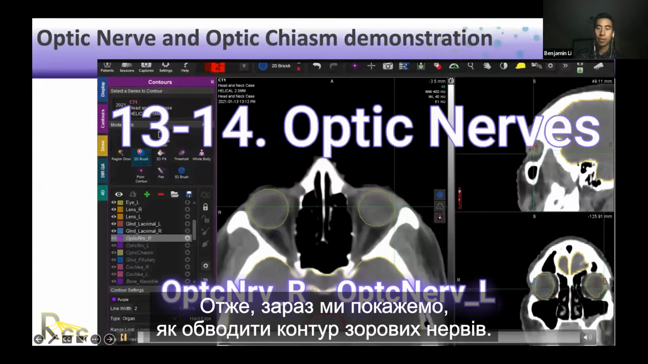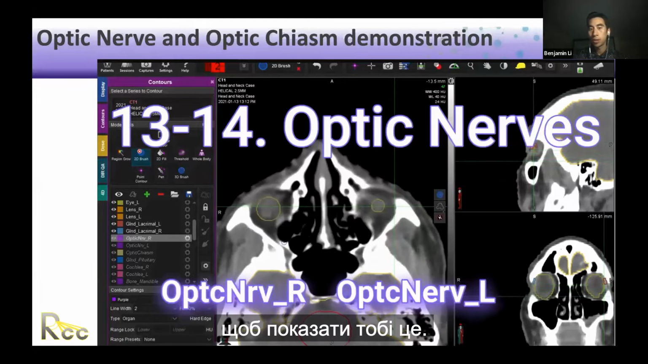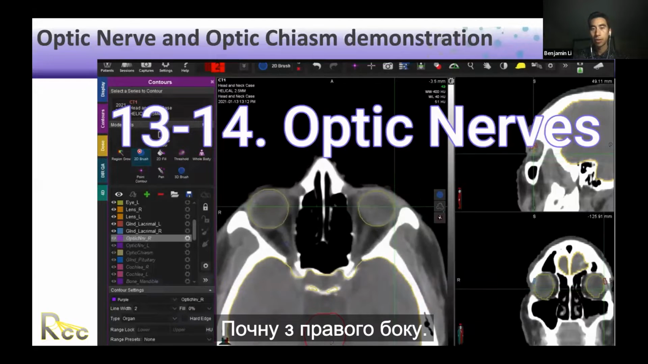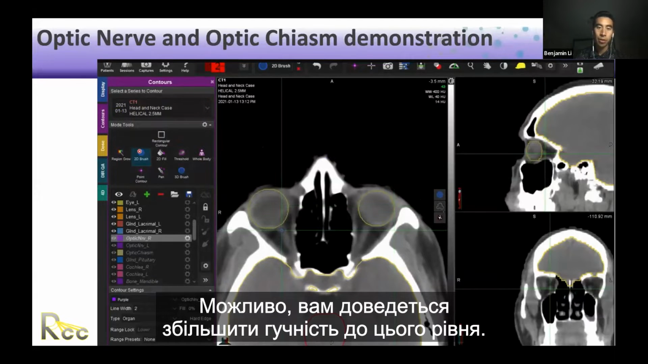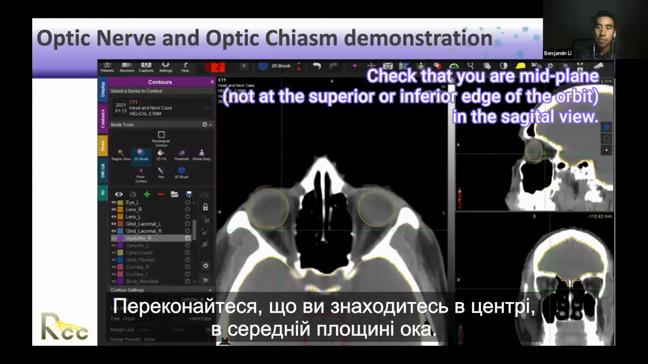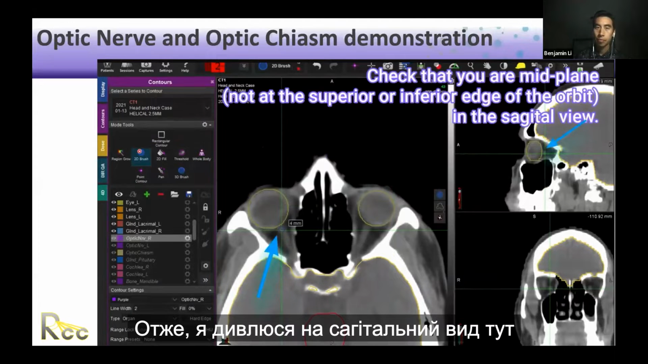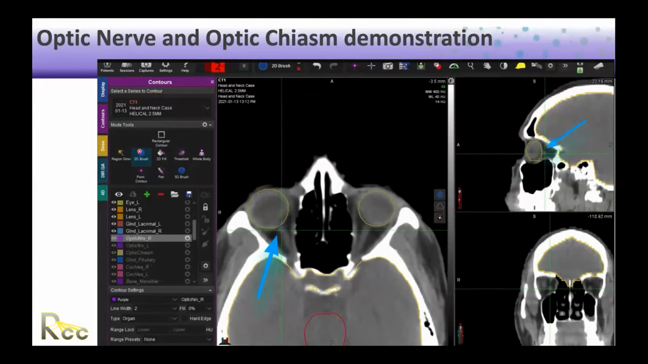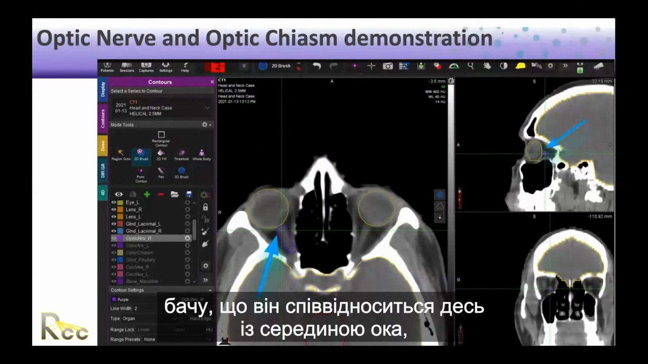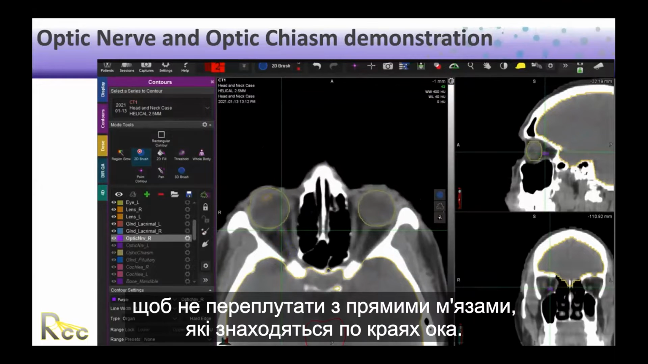Okay, so we're going to show how to contour the optic nerves. I want to show you here. I'll start with the right side. So you may need to turn up your volume here. The main thing is to make sure that you are in the center, the mid-plane of the eye. So I'm looking at the sagittal view here and seeing that it correlates here with somewhere in the middle of the eye, not to get confused with the rectus muscles that are on the edges of the eye.